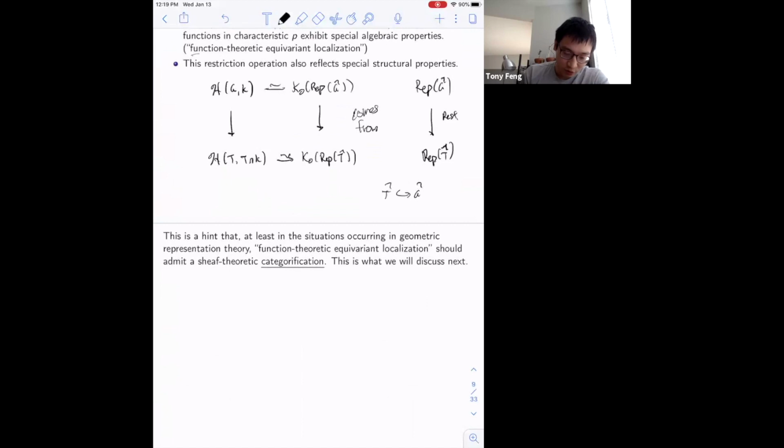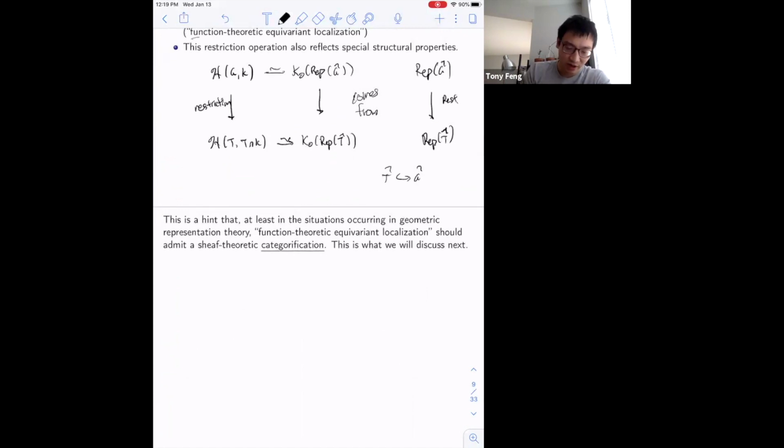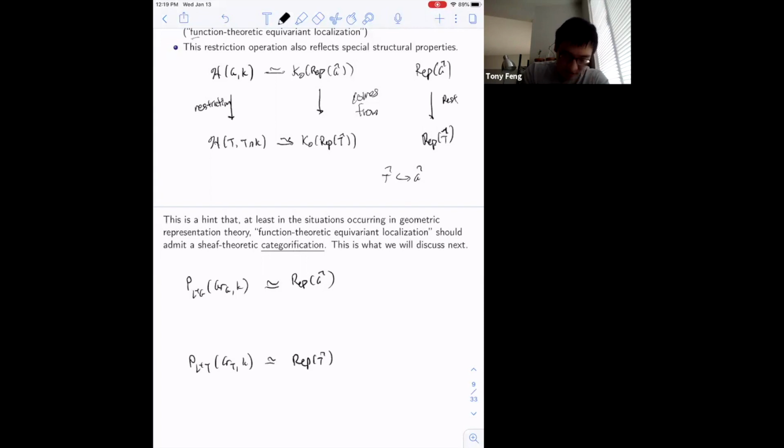So in particular, as this is kind of restriction of functions, if you were to naively start trying to write down what the categorification of this diagram would be, maybe you would start out by saying, why don't we take the natural categorification of the Hecke algebra, which is perverse sheaves on the Grassmannian, and we have the geometric Satake equivalence between this and rep G hat, and you have the analogous picture for the torus. And instead of restriction of functions, why not consider restriction of sheaves?